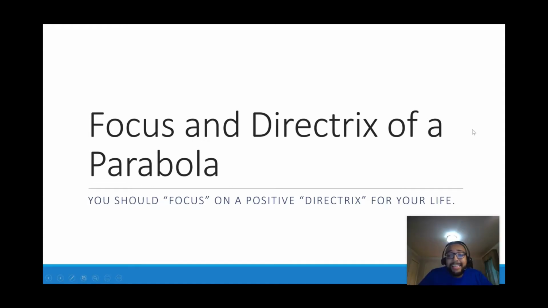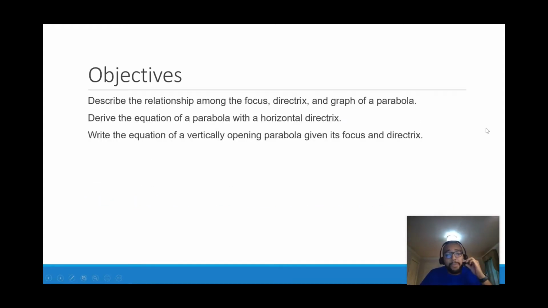But that is our discussion today. So hopefully you'll be able to discuss the relationship between the focus, directrix, and the graph of the parabola. Derive the equation of a parabola with the horizontal directrix. We'll talk more about derivation a little bit. And then hopefully, this is the main part: write the equation of a parabola that's opening vertically. Notice I was very specific to say vertically. Next Tuesday, we'll talk about what it means to be a horizontal parabola.